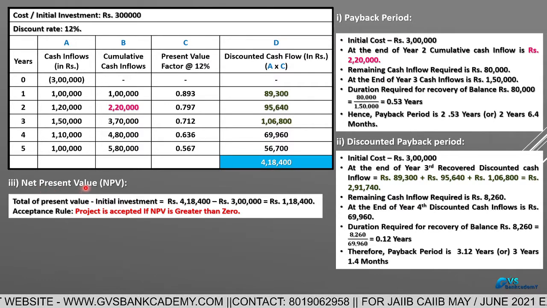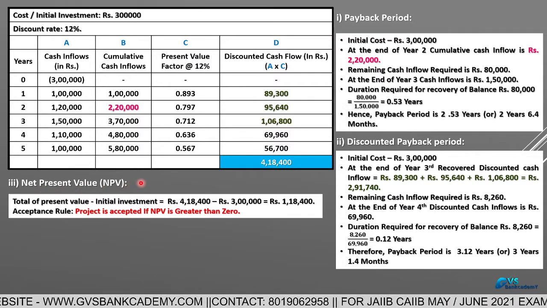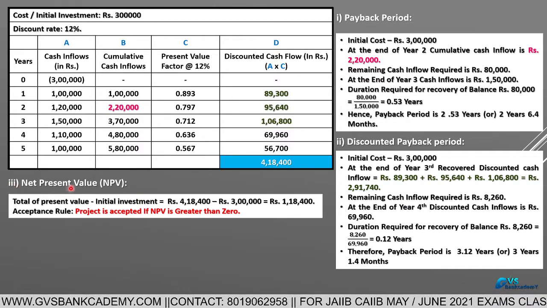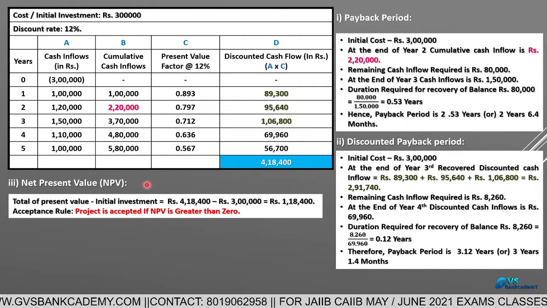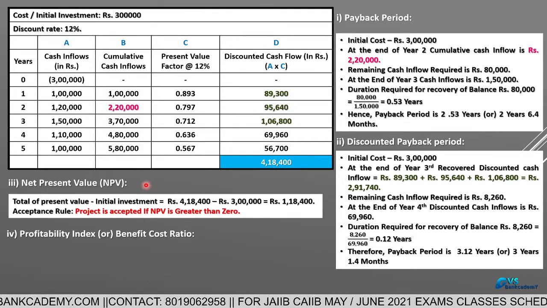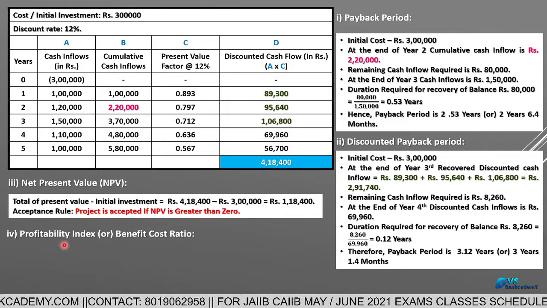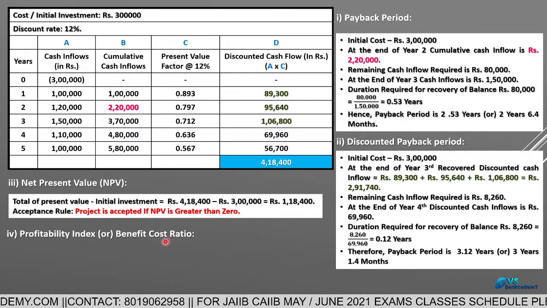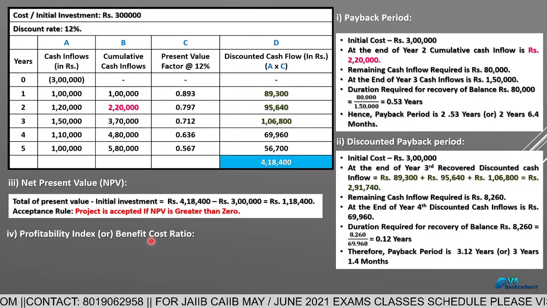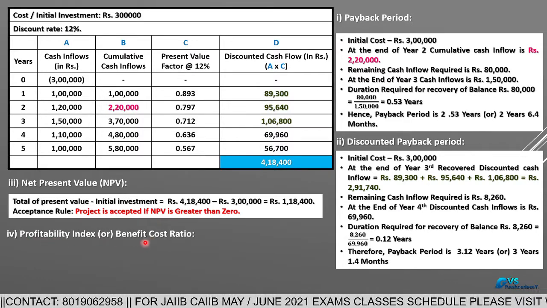That is the net present value. This is a discounted cash flow technique, one of the best and superior methods, recognized worldwide in capital budgeting techniques. Now, the fourth one is the profitability index or benefit cost ratio. This is also a discounted cash flow technique, a discounted capital budgeting technique.